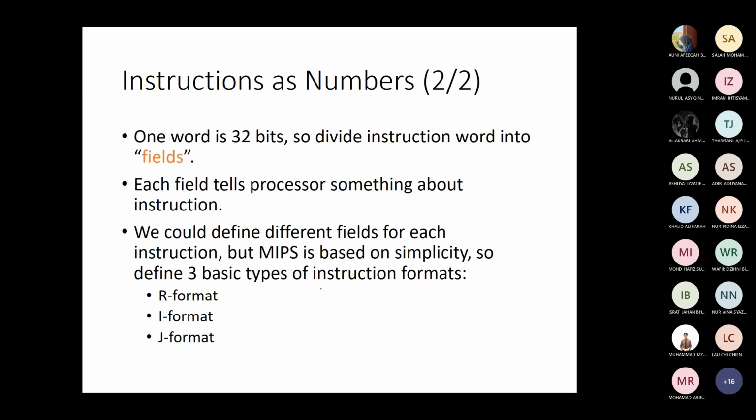Okay, so let's say one word is 32 bits. So we would divide the instruction word into fields. Okay, to represent what the opcodes are, what registers are needed, and what labels or maybe addresses we need to retrieve. Each field here would tell the processor something about the instruction. We could define these different fields for each instruction, but MIPS is based on simplicity. So they just define three basic types of instruction format. So we have R format, I format, and also J format.